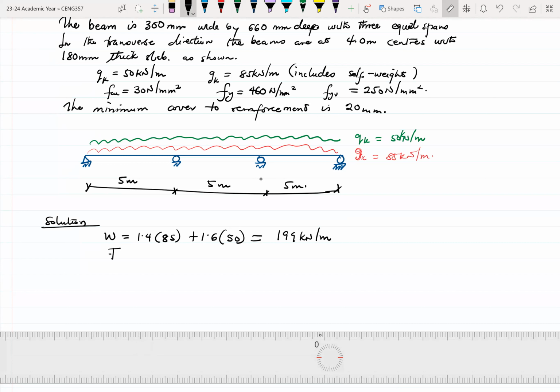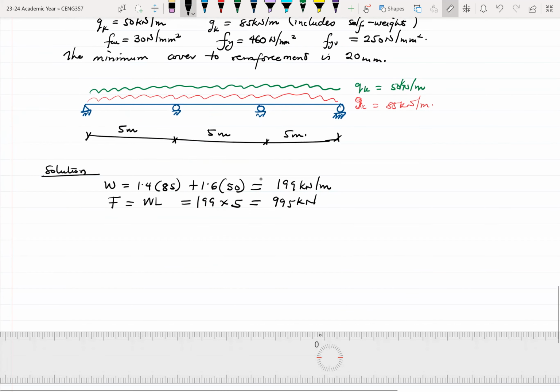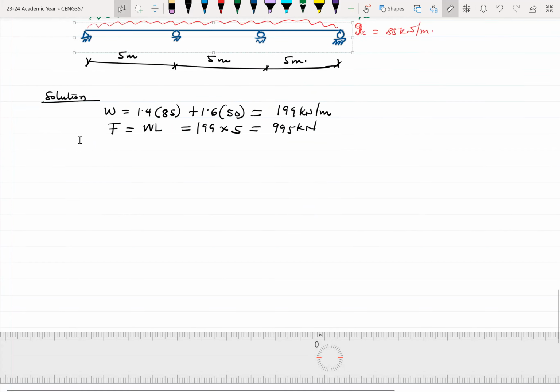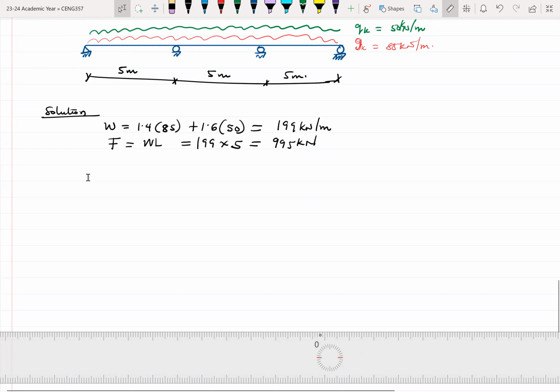Now let's find F. F is equal to W times L. It becomes 199 times 5. And that will give us 995 kilonewtons. Great. Let's do something interesting. So here we want to design the beam, but we can design it span by span. All right.